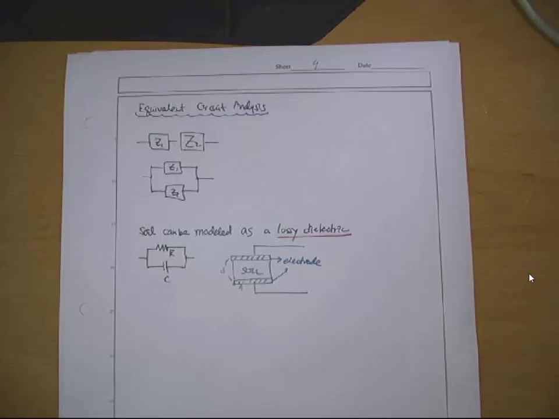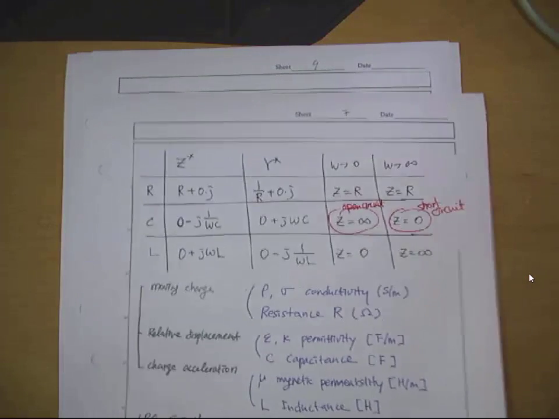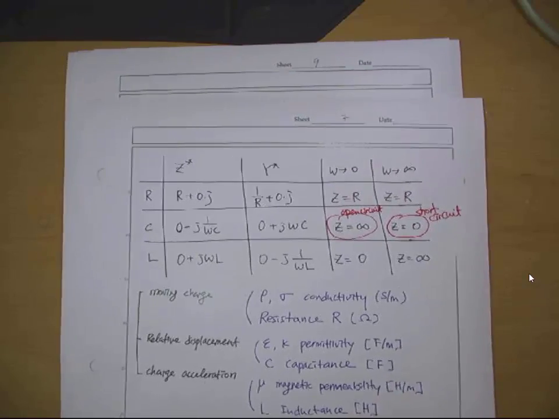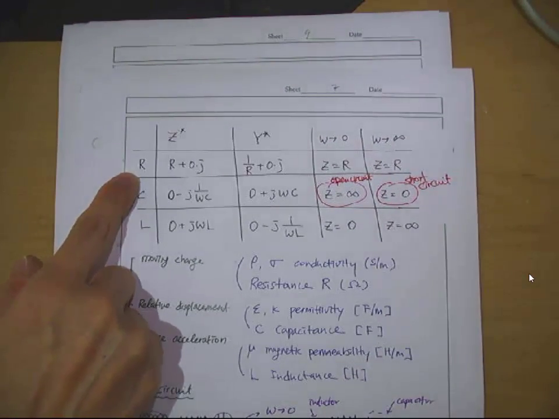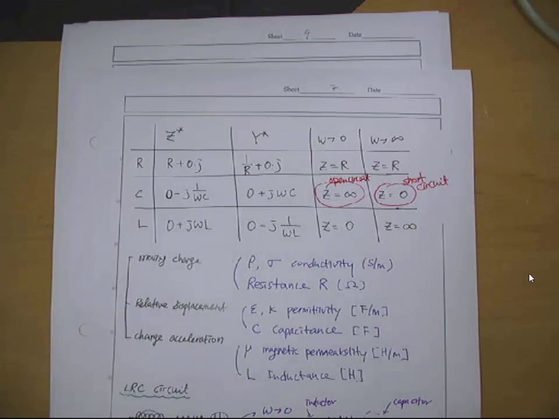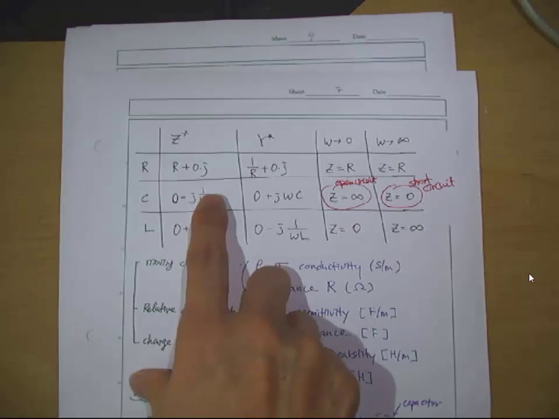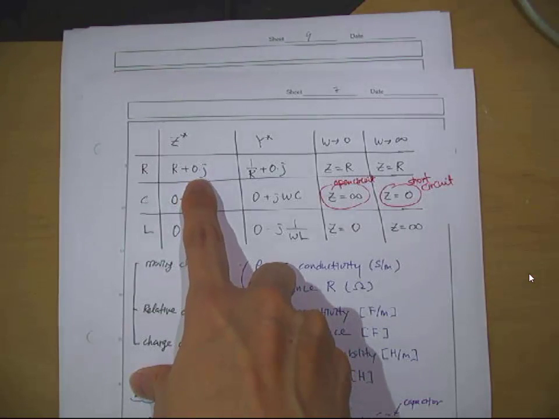In the last class, we looked at the three circuit elements, right? The inductor, resistor, and capacitor. And then we calculated the complex impedance of each element. Here is the resistor. When R is the resistance, you can calculate the impedance of the resistor.